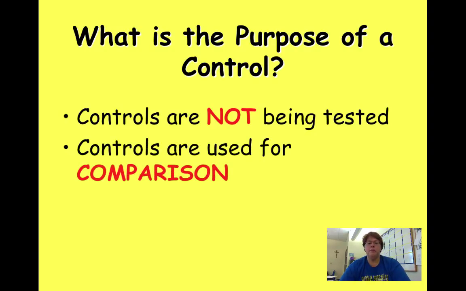Controls are used to compare. When you're doing a lab, you're going to have one thing that you are not testing on, and then the two things that you are testing, so that you can show that there truly is a change when you do your experiment.